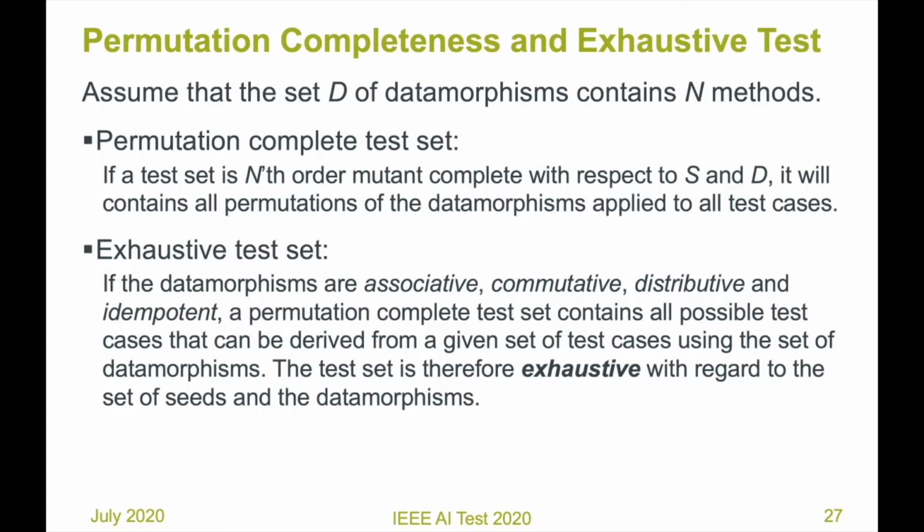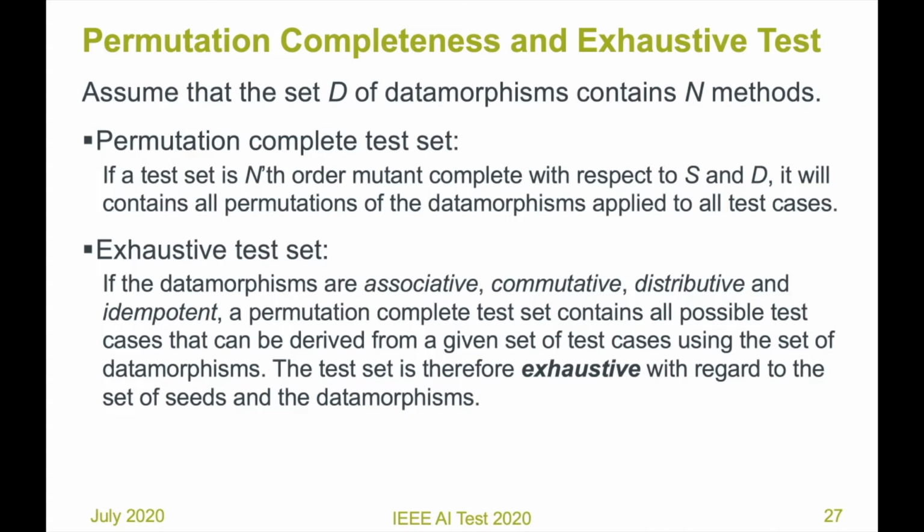From the example, you can see if we have three datamorphism methods, then if we have the third-order mutant complete, you have covered all kinds of possibilities of combination of them if the datamorphisms are associative, commutative, distributive, and idempotent. Here, a permutation complete test set we can define as a test set that is n-th order complete for a set of datamorphisms that contains n methods.